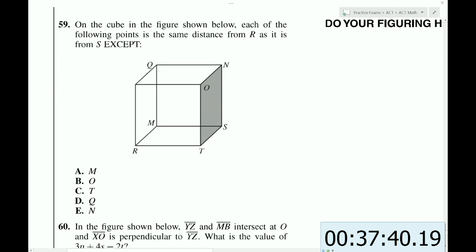On the cube in the figure shown below, each of the following points is the same distance from R as it is from S, except. So we'll check M first. M is 1 edge away. Good. What about O? O is sort of a diagonal away from each. Right. T is 1 side away from R and S. And Q is a diagonal away from R, and it's also a diagonal away from S. What about N? Well, N is a side length away from S, but it's actually a long diagonal away from R.